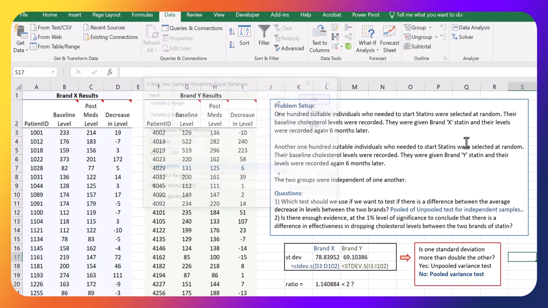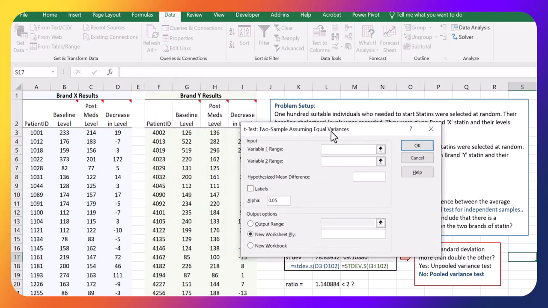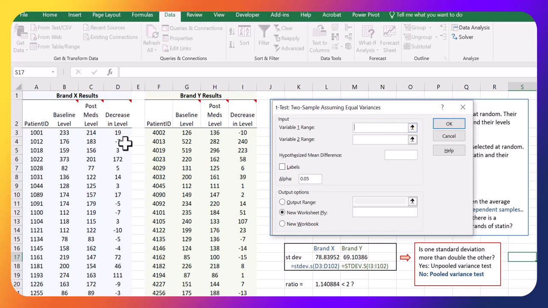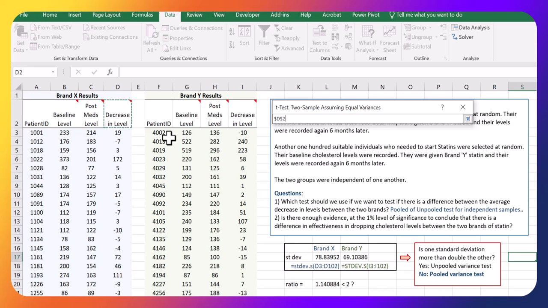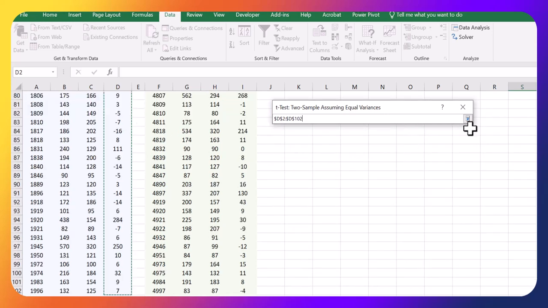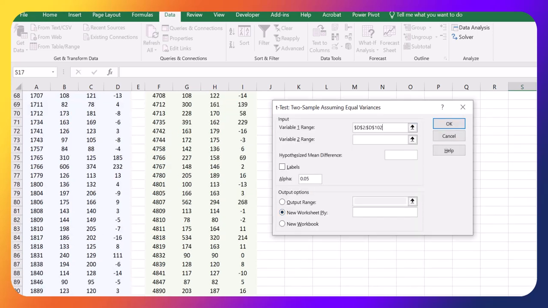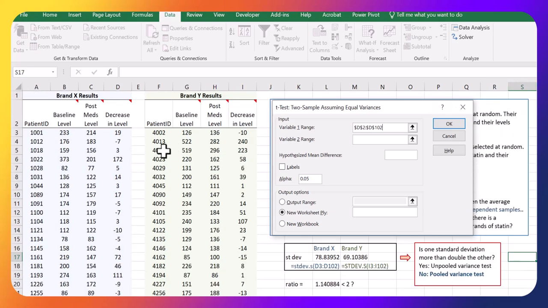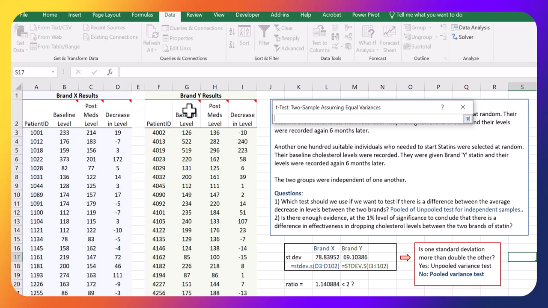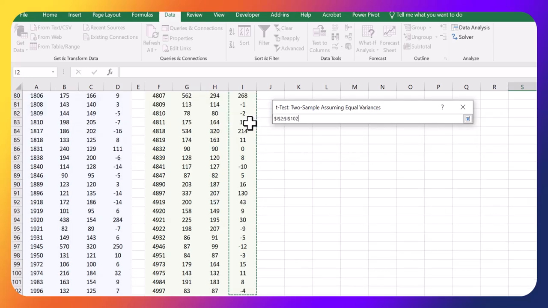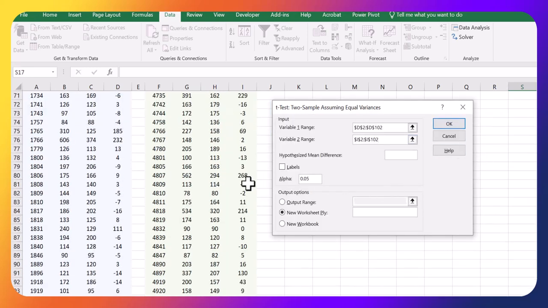Click OK. And it doesn't matter which one you pick is which. I just usually pick the first sample here as sample one. And just be careful, in this case, we're trying to study the effectiveness of each of these medications. So we're trying to study the average drop due to each brand here. Okay, range two is this one.